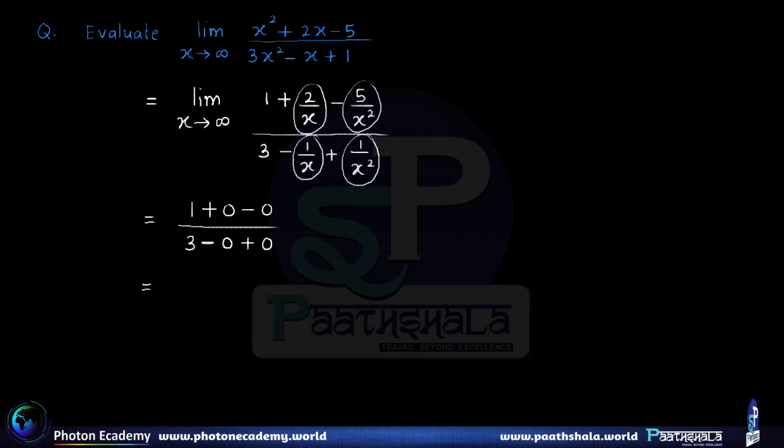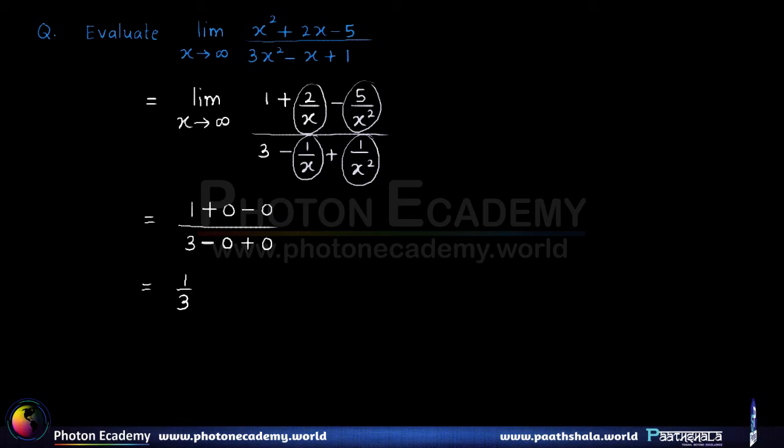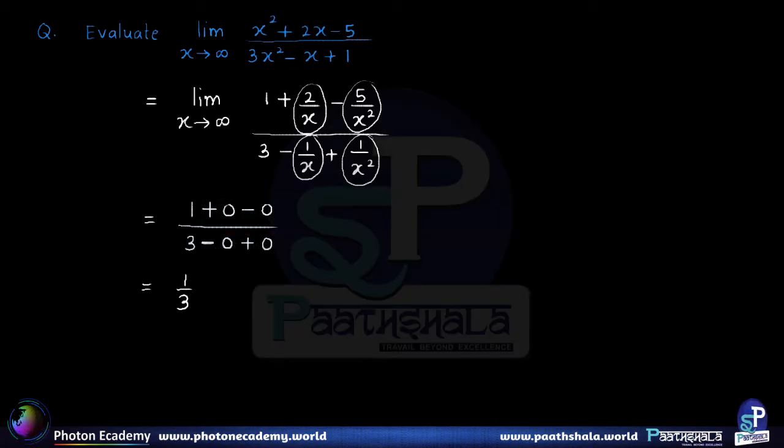So finally we get 1 by 3, which is a very finite number. Initially we may think that by putting x equal to infinity directly, we may get something like infinity by infinity, which is a meaningless expression, called an indeterminate form, as we will see later. So the trick is to divide by the highest power, that is x square.